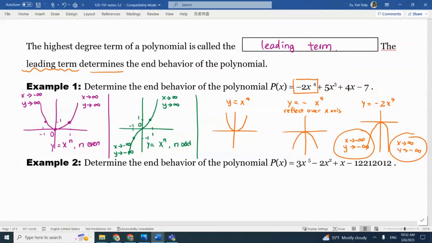So we don't have to do anything for 5x cubed or 4x. Right, they're smaller. Yeah, exactly. That's why the dominant leading term determines the end behavior. We don't care about the smaller terms. It's like, because x goes to infinity, if you have $1 million, do you care about a penny? Maybe not that much if you only have 50 cents, right?